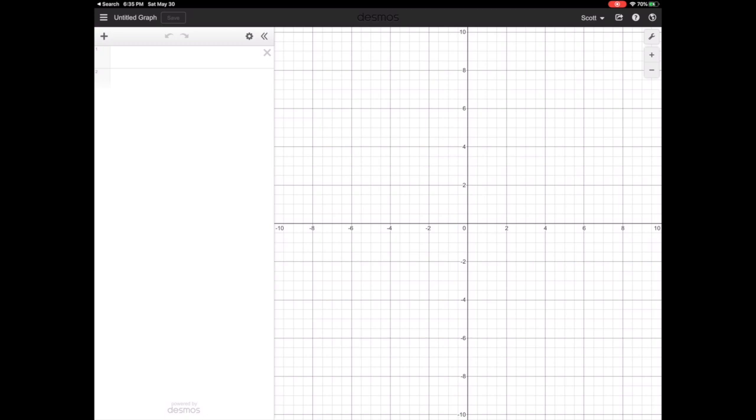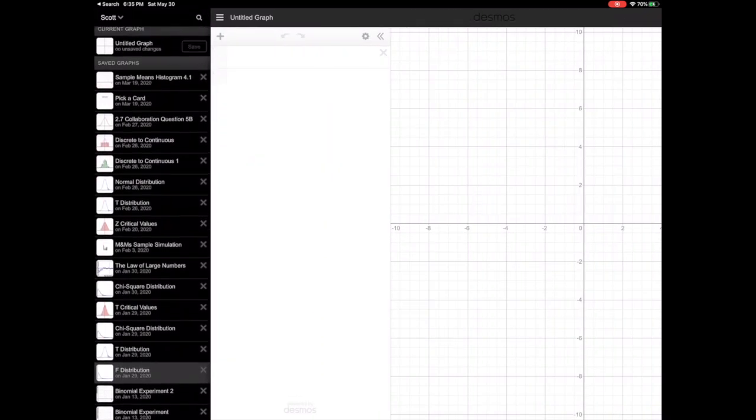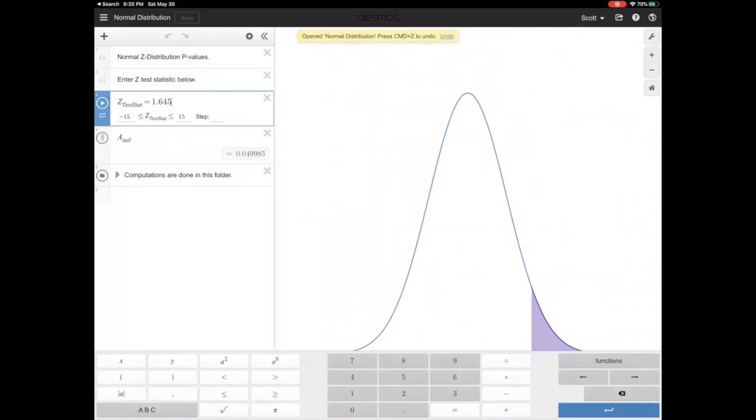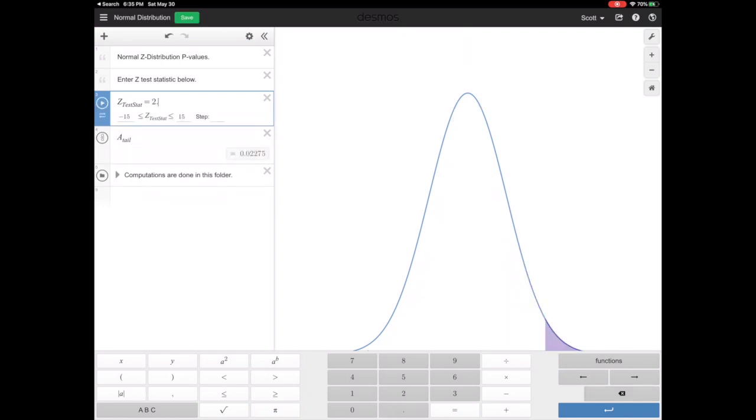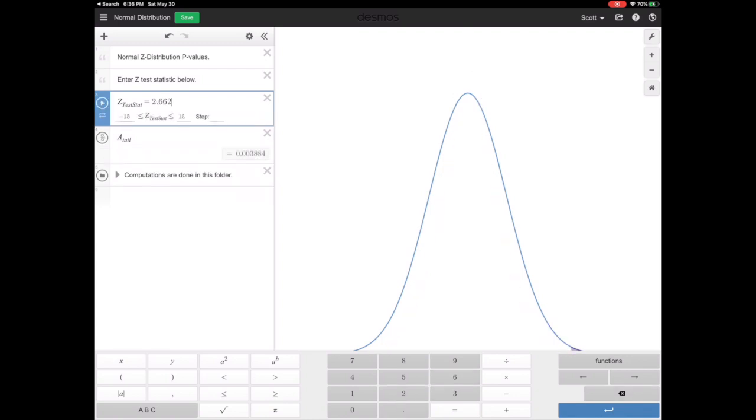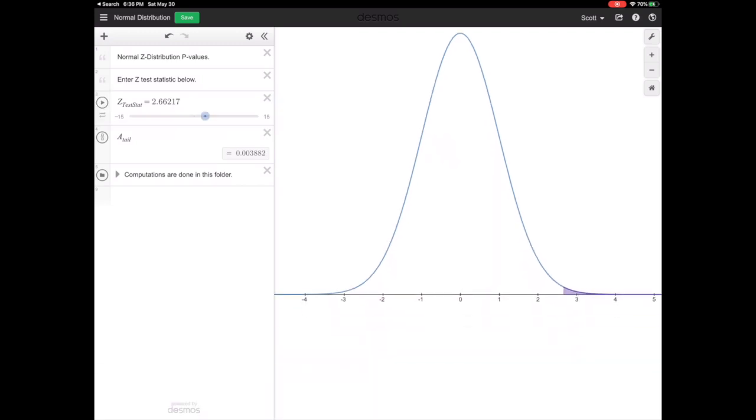Okay, so now I'm signed in, and I'm going to load in my normal distribution p-value calculator. And so all you have to do is put in the z statistic. You may remember we got 2.66217. Oops, I did it wrong. 2.66217. Let me show you that. Okay, so you can see that tail down there in the graph. And the area, if you look, it's 0.003882.